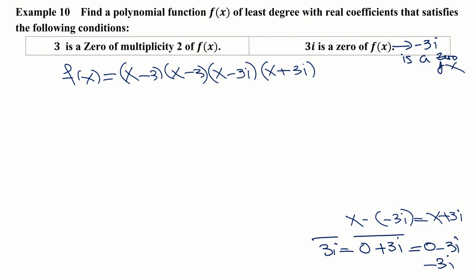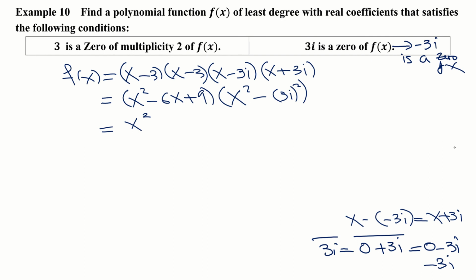We just need to multiply it out, right? So for the first two, I know that's just x squared minus 6x plus 9, right? Now these two, that's a product of two conjugate binomials, right? We know that is going to be f squared minus l squared, right? So think of x as f, think of 3i as l. So it's going to be x squared minus quantity 3i squared, right?